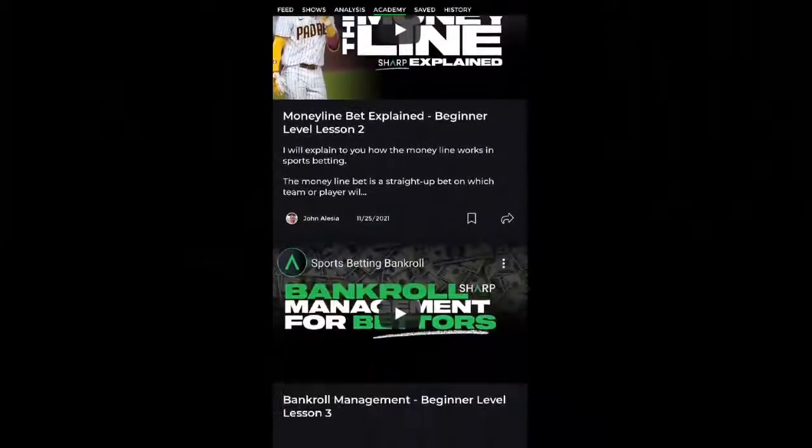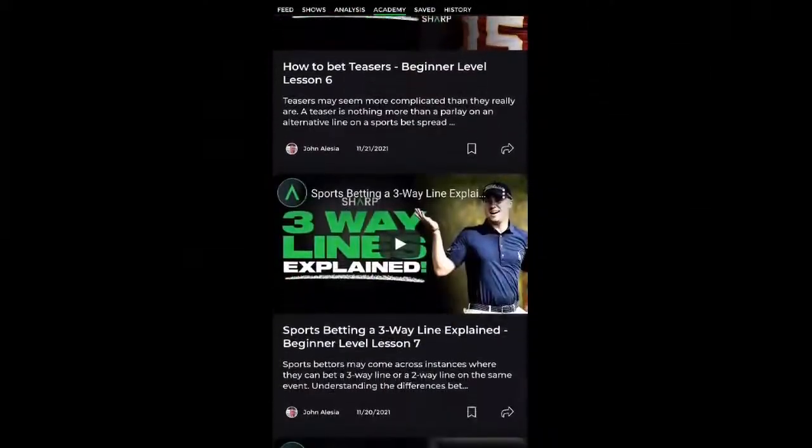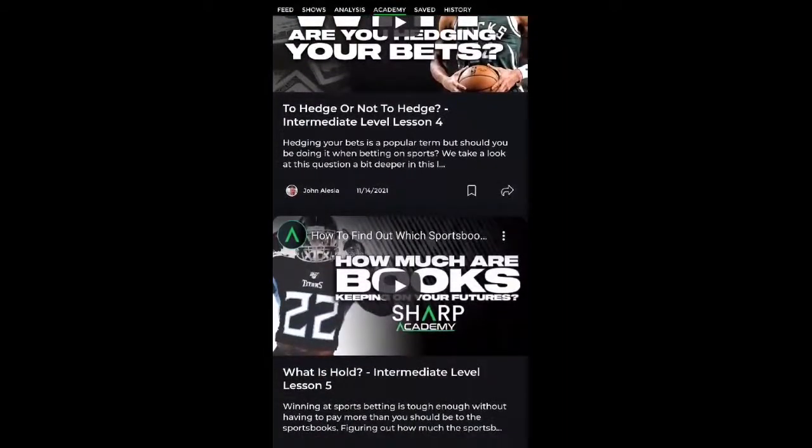And you guys really should go through the Sharp Academy over on the app if you are unfamiliar with any of these terms. A lot of them are going to be covered in the Sharp Academy. But the juice is what is being charged to you as the bettor, right?